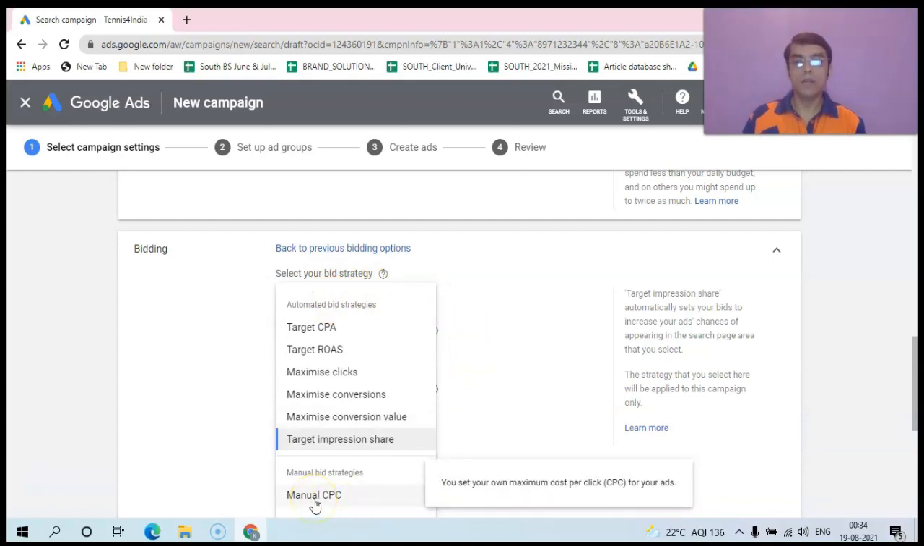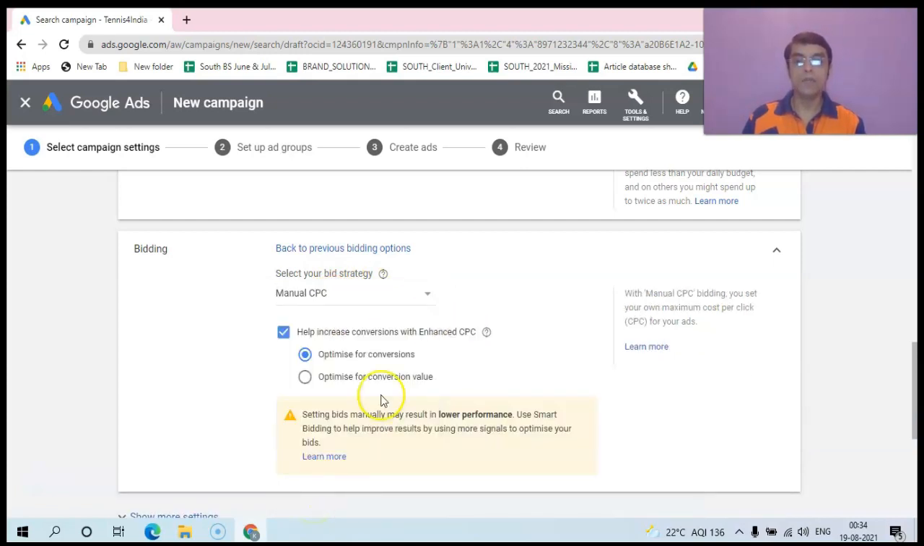Okay. Now, next is, as you can see, manual CPC. So manual CPC is basically wherein you're just paying for the clicks, and you yourself manually bid. So all this while, Google automatically bid for you, right? You just give the amount and Google will bid for you. But here you have to manually bid for the clicks, and accordingly, you have to keep track of the campaign also.